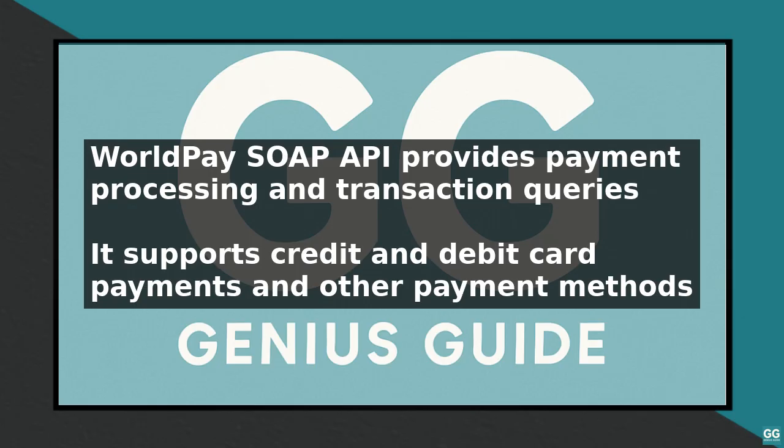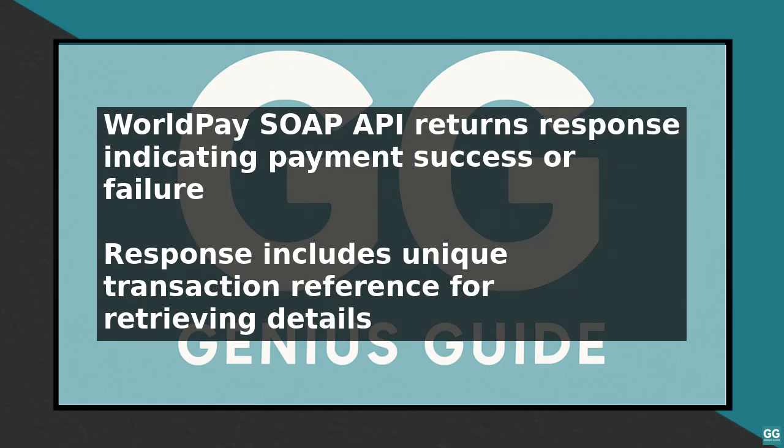from a customer. This would involve creating a payment request, including the customer's payment details and the transaction amount, and sending it to the WorldPay API for processing. The WorldPay SOAP API returns a response to the merchant's website, indicating whether the payment was successful or not. If the payment is successful, the response will include a unique transaction reference, which can be used to retrieve the transaction details and update the merchant's database.